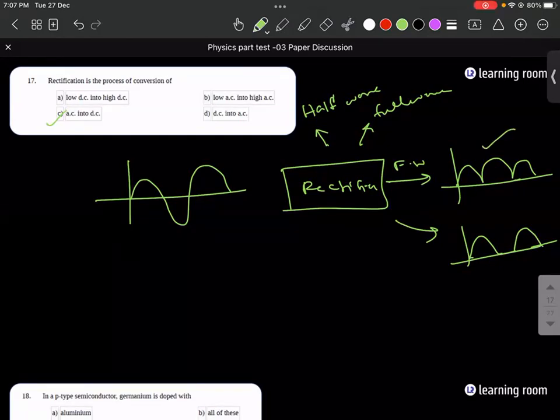Do you understand? So these options are given only to confuse. Low DC into high DC, obviously not possible. Low AC into high AC is possible only by a transformer. Okay.